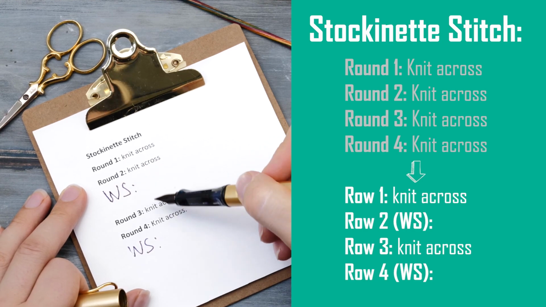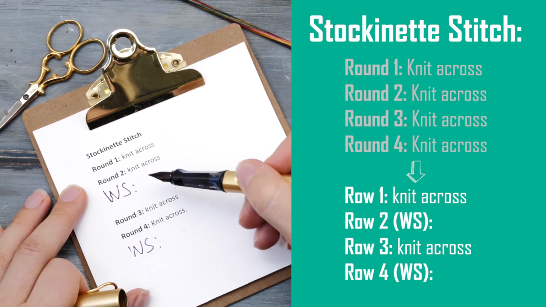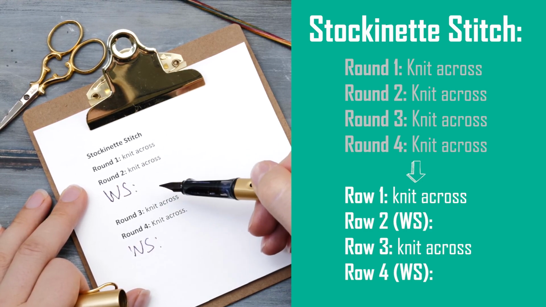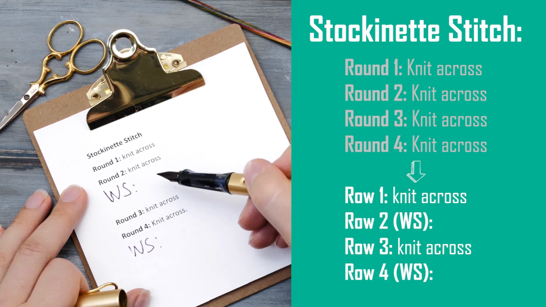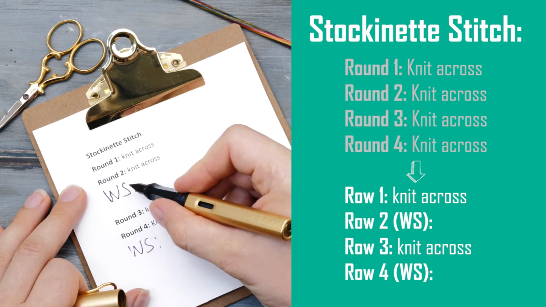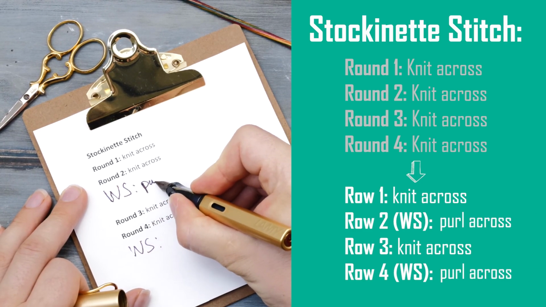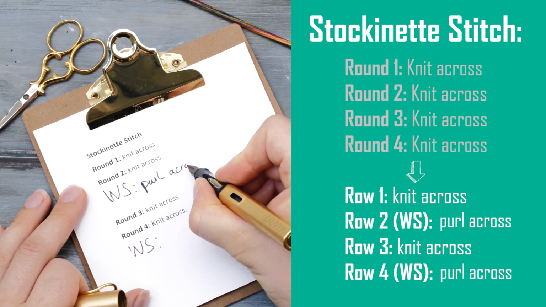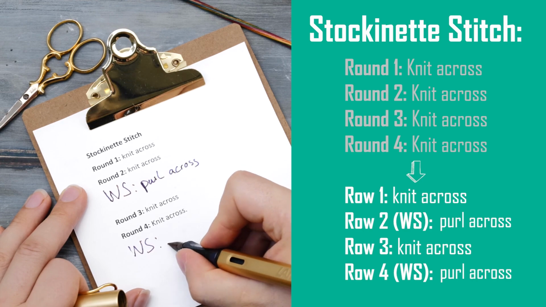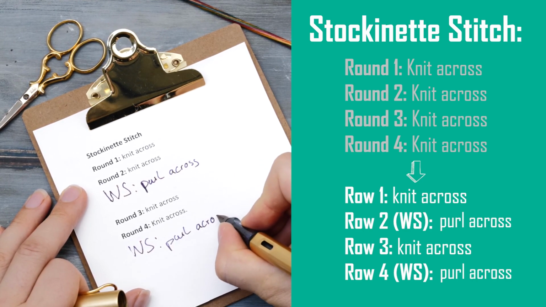And this means I have to mirror all stitches. So round 2 and round 4 turn into a wrong side row, and mirroring means any knit stitch turns into a purl stitch. So I would end up with row 2, wrong side row, purl across, and round 4 is also a wrong side row, and I also purl across.